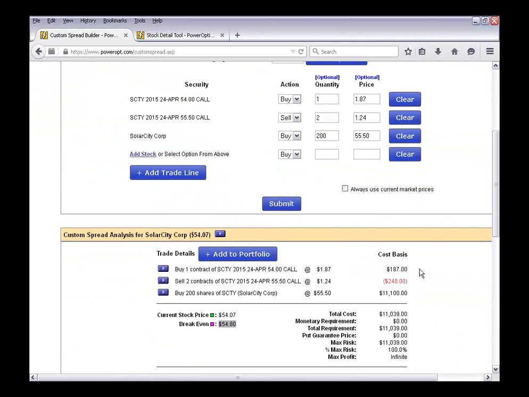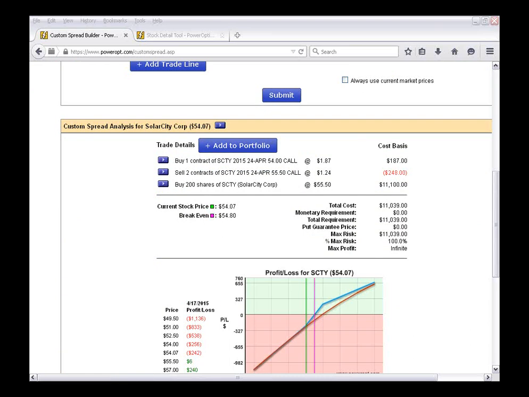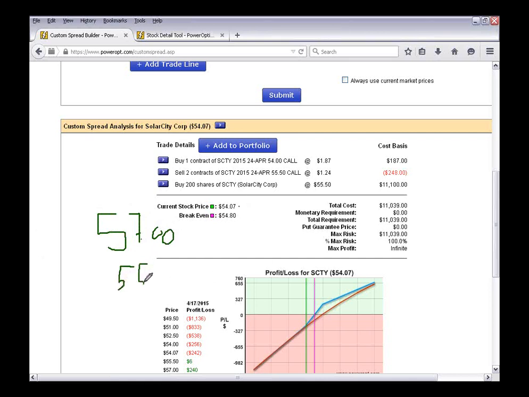Okay, so remember, we originally bought stock. Let me show this graph again. You originally had a cost basis on SolarCity of $57. Okay, the stock's at 54. We averaged down to get a new cost basis of roughly 55.50. And doing a 2-to-1 repair on our 200 shares of stock now, we have a break even of 54.80. We're buying one call again at 1.87 and selling two at 1.24 for 2.48.